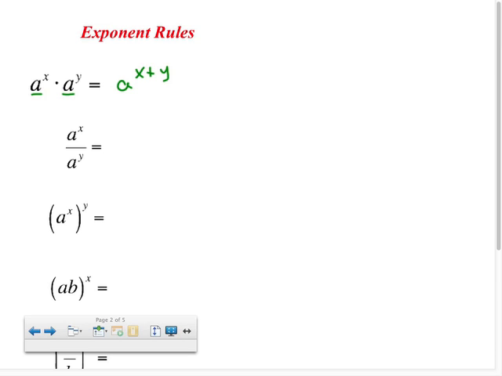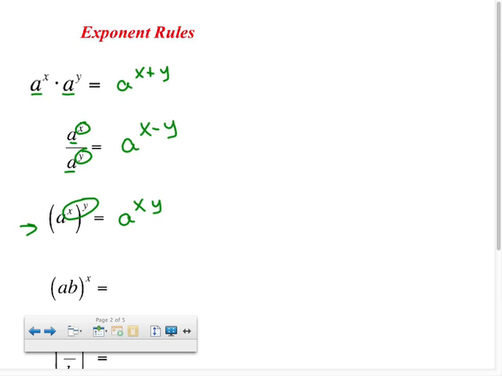In the second one, again, we have the same base. They both have a base a, so then we go a to the x minus y power. So you take the exponent in the numerator and subtract the exponent in the denominator. Then in this third one here, we've got a to the x to the y power, and in this case, we then multiply those exponents, so it'd be a to the x times y power.